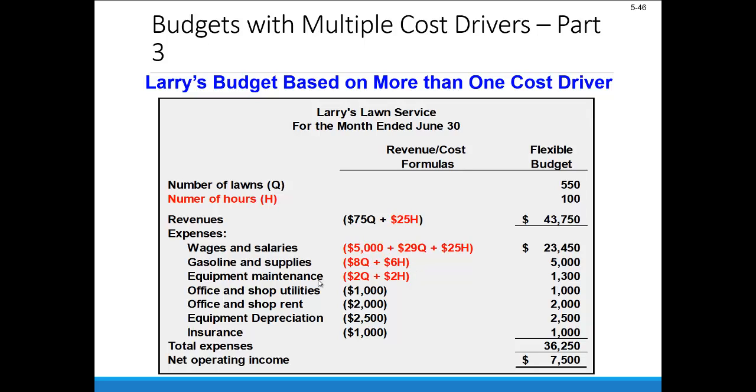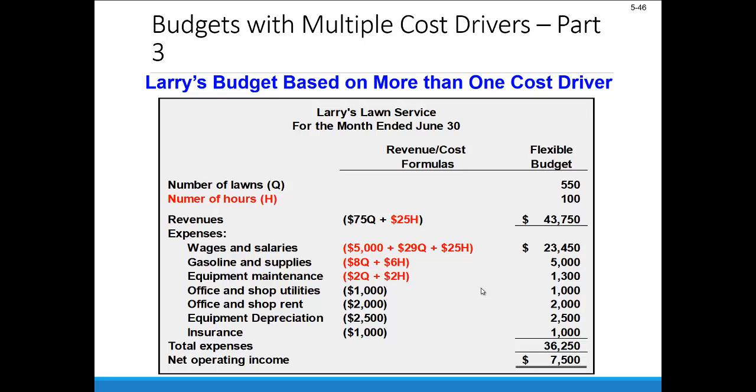Equipment maintenance, similar idea. Now he's saying that's $2 per lawn plus $2 per hour spent for the edging. The more edging they do, the quicker they burn through stuff, more maintenance they need for the equipment and so on. Nothing changed for the fixed expenses because those are assumed to stay the same regardless of activity, and they don't really have a driver because they're fixed, right? And that's really all there is to building a flex budget with more than one cost driver.